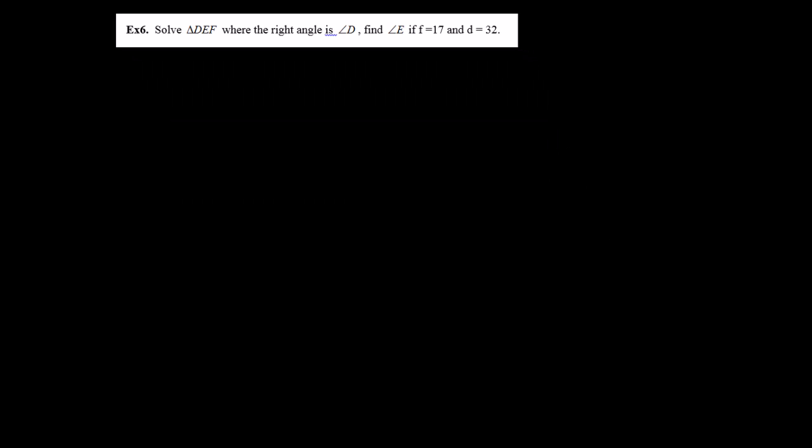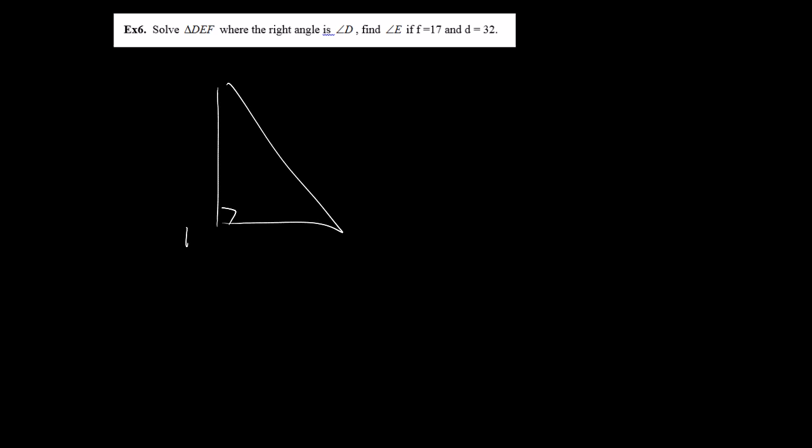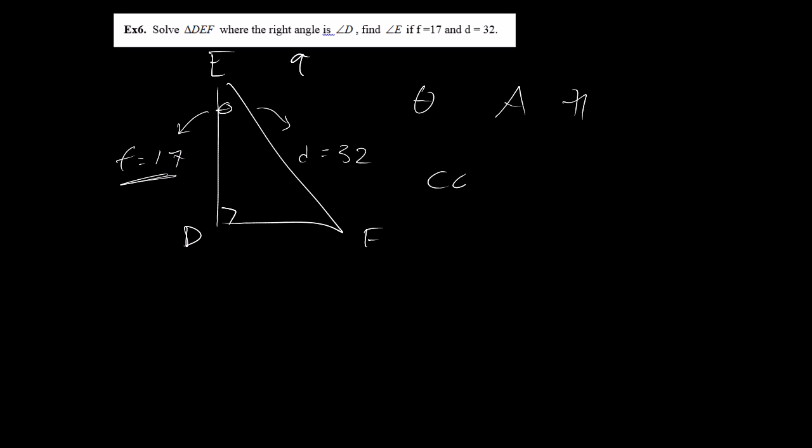So let's solve another triangle. If we have a right triangle where D is our right angle, with D, E, and F, we want to find angle E. We know that little f is equal to 17, and D is equal to 32. So we have an angle, we have the side adjacent to our angle, and we have our hypotenuse. Adjacent and hypotenuse are related to theta with cosine.